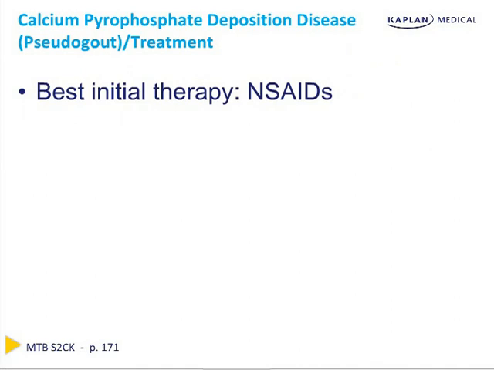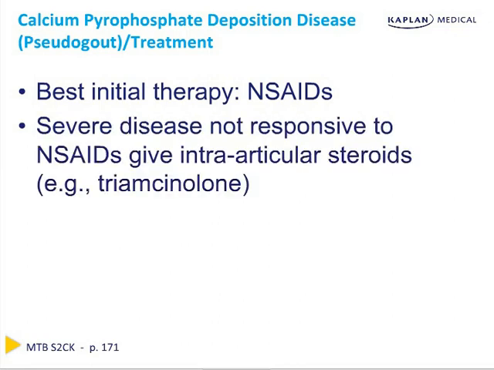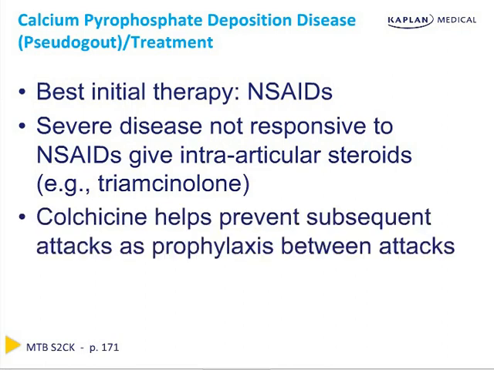The treatment of pseudogout is going to sound very familiar to you. The best initial therapy, that's right, is NSAIDs. Severe disease that's not responding to NSAIDs will be given intra-articular steroids, such as triamcinolone. Now, for prophylaxis, colchicine does help prevent subsequent attacks.